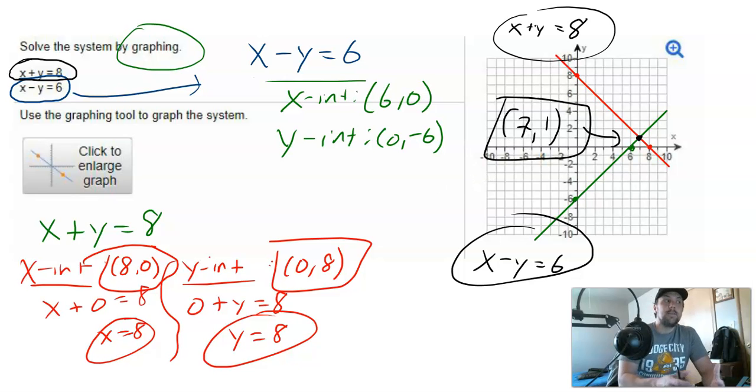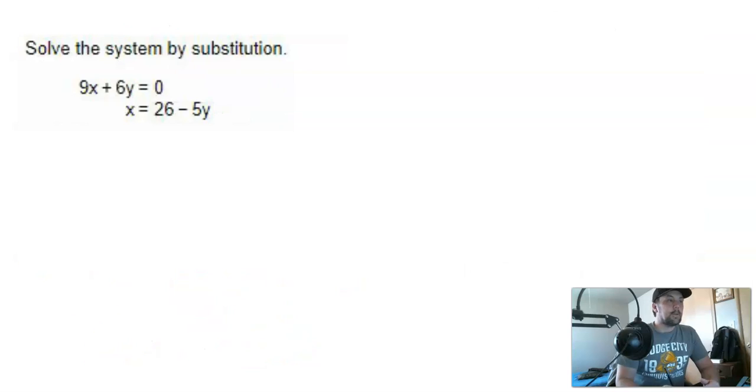So the synopsis here is the way you find the solution to a system of equations by graphing is by graphing all of your equations on the same Cartesian coordinate system and finding where they intersect each other. All right, so that's the graphing method. We also have what we call the substitution method.